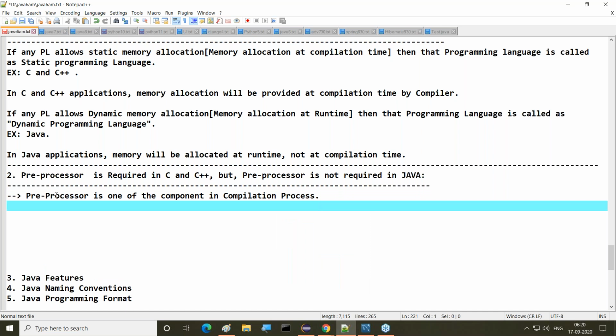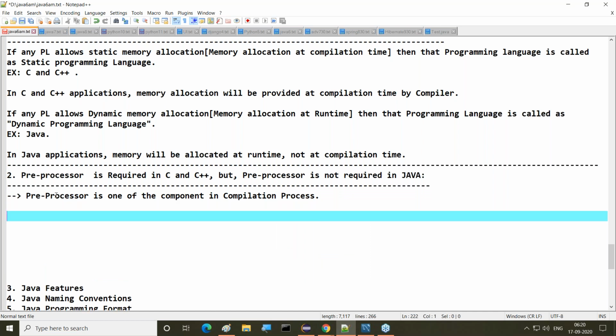Then that's okay, fine. That I understood. But what is the role of the preprocessor? What is the job of the preprocessor? What is the preprocessor doing? What is a preprocessor able to do? If you come for the job of preprocessor, what is it doing?